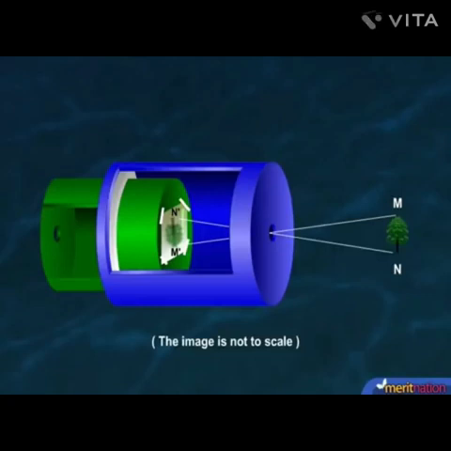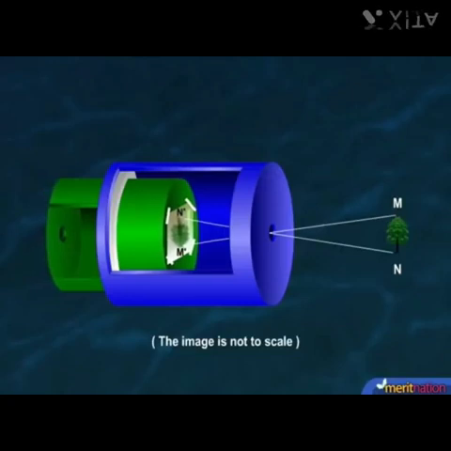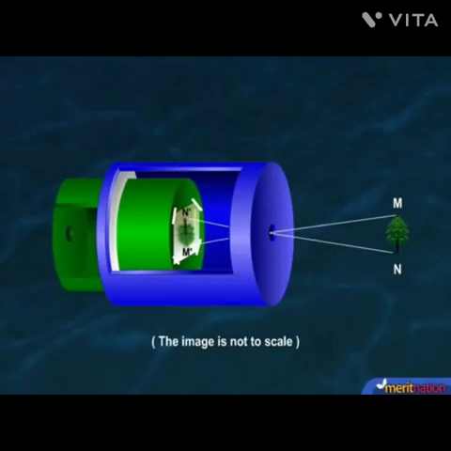Now the size and contrast of this image can be adjusted. For that, all you need to do is slide the smaller cylinder. Also, one more thing. The image depends on the size of the pinhole. The smaller the pinhole, the sharper will be the image. And of course, vice versa.